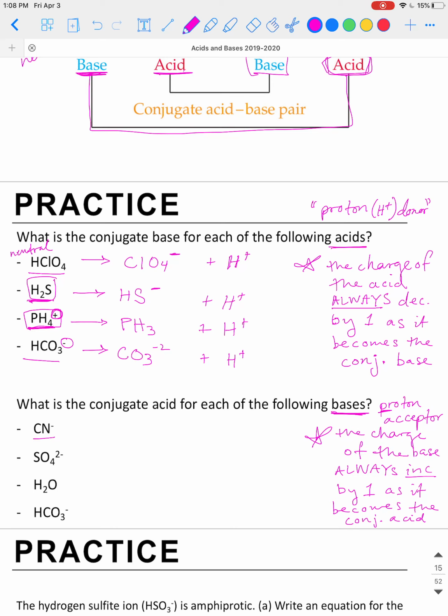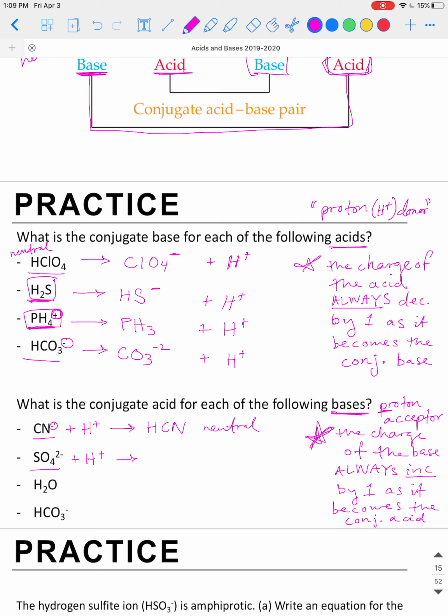So all of these are bases, so they're all going to accept a hydrogen. So I'm going to draw the same molecule accepting a hydrogen. So we should have HCN. And let's read our statement again. The charge of the base always increases by 1. So if we started out negative, -1 plus 1 is neutral for this one. So that is our conjugate acid, HCN.